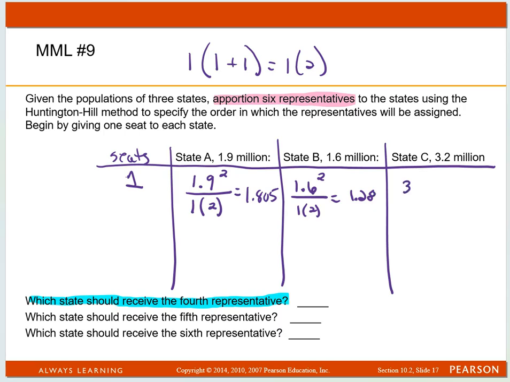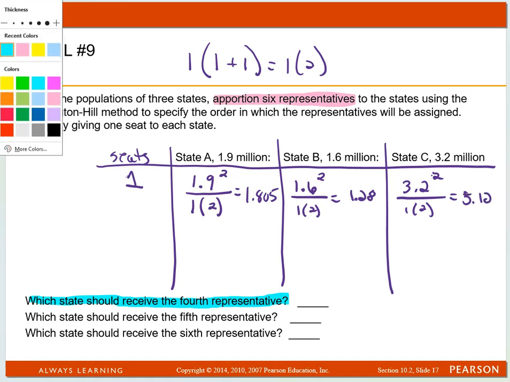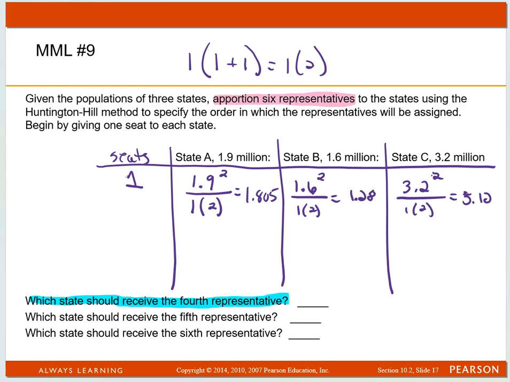And then this one is its population, 3.2 squared divided by 1 times 2, which is just 2. And that comes out to be 5.12. So when I compare this number and this number and that number, the largest of those 3 numbers is this one, and that goes to C. So C gets the 4th seat.